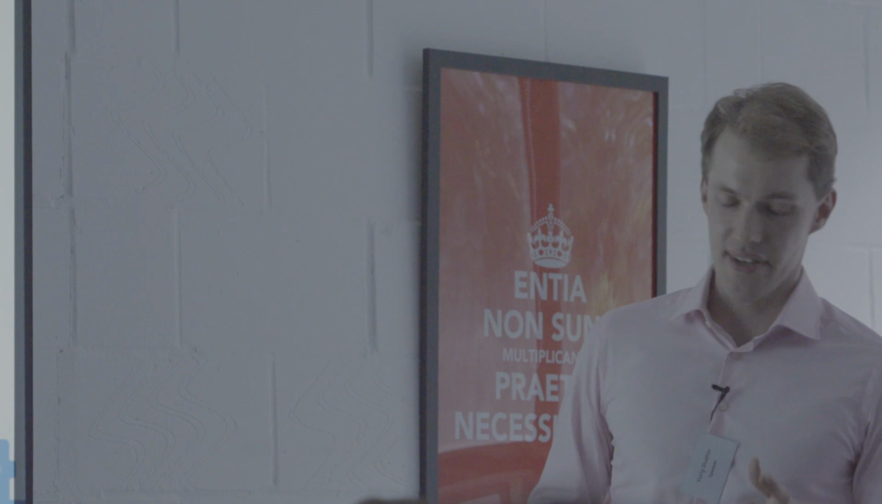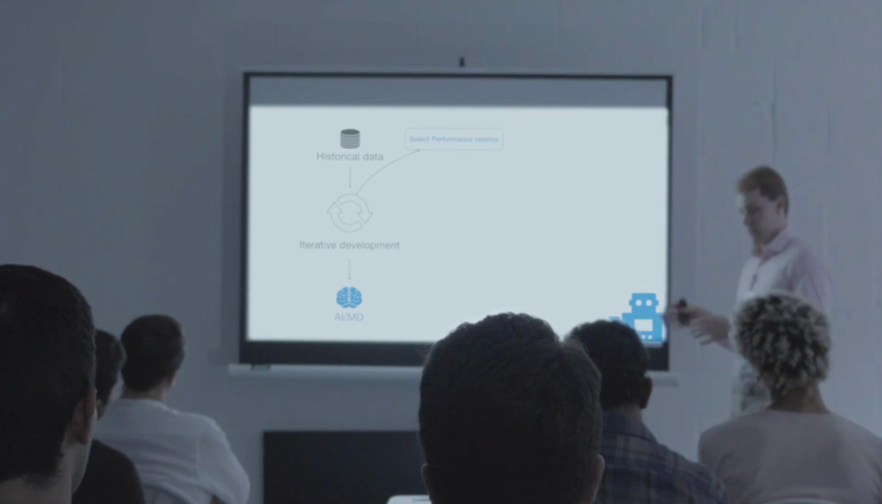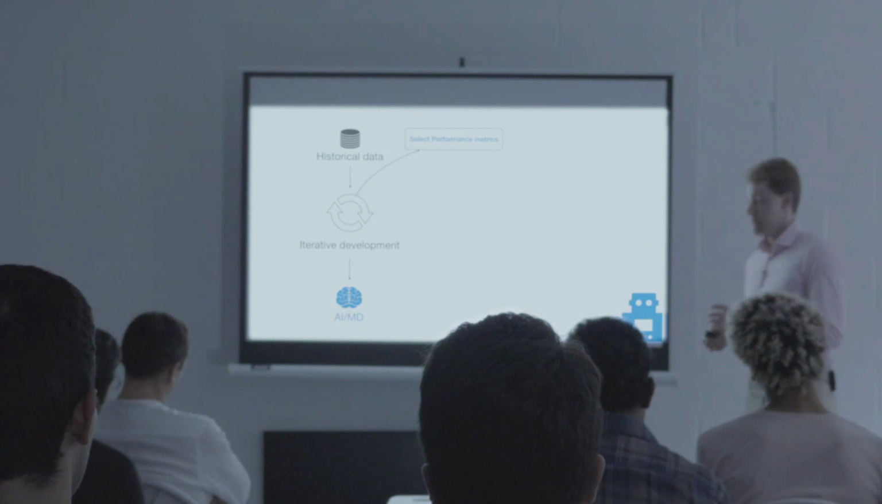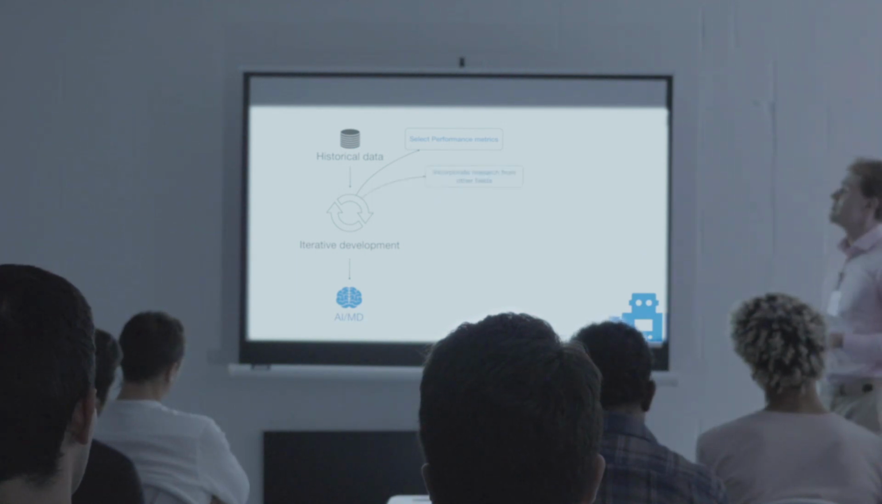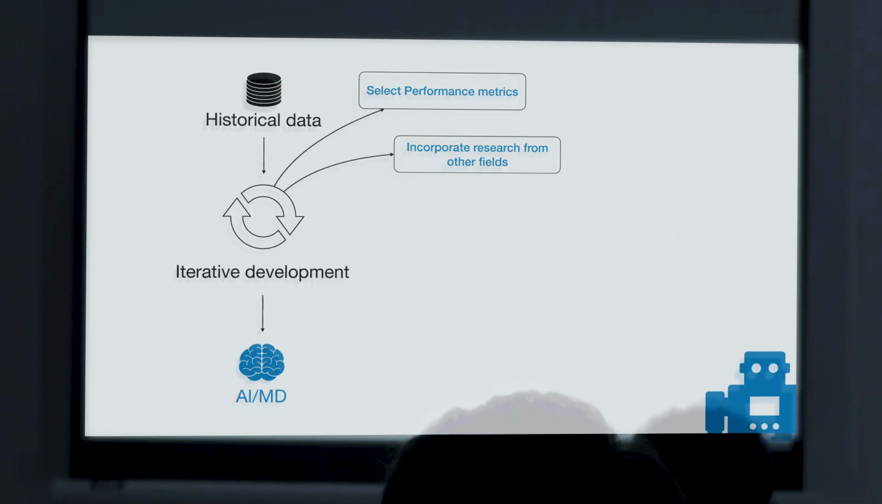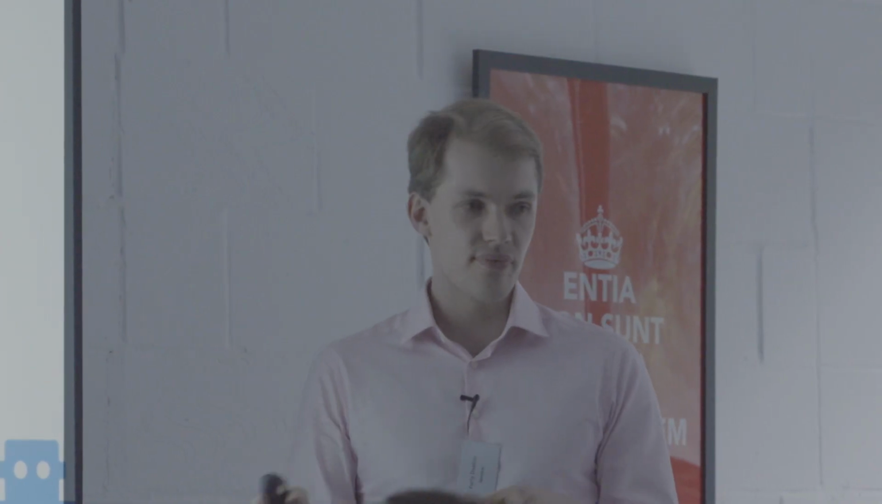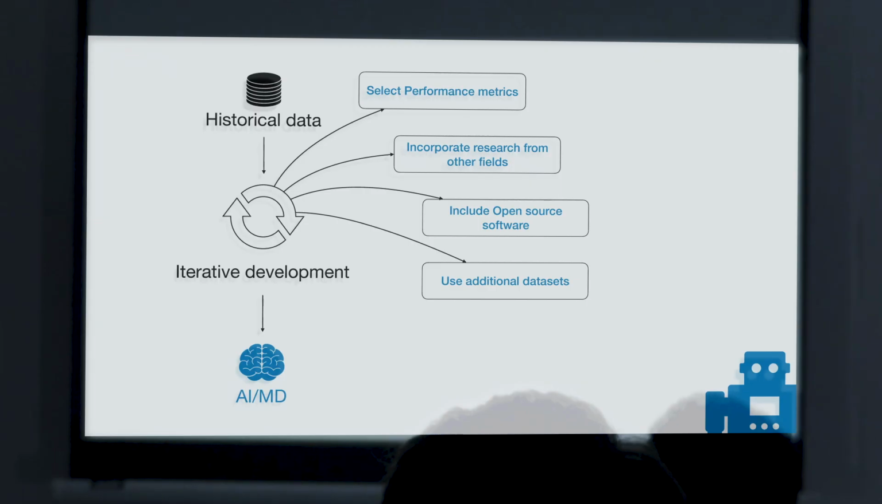We do this development, and we want to choose what is important for us. We usually call it performance metrics. We optimize the algorithms according to this performance metric, which we believe is the best for a system. We, of course, incorporate other fields, because AI is a very active research field, and sometimes you want to borrow algorithms from any other field you think will be beneficial for you.